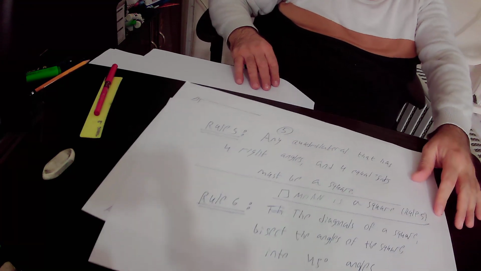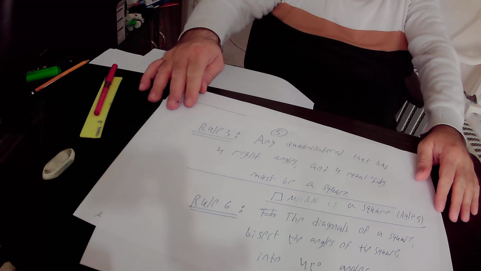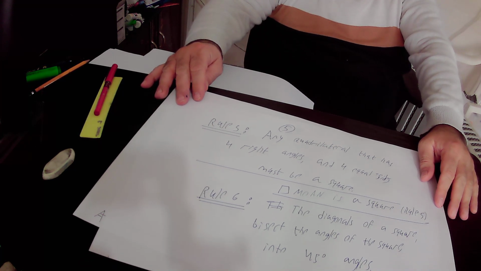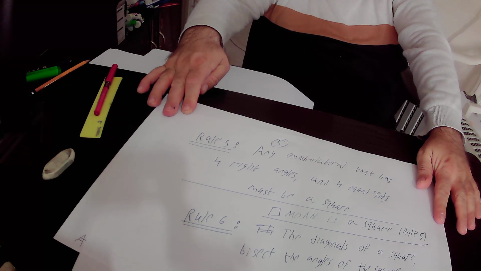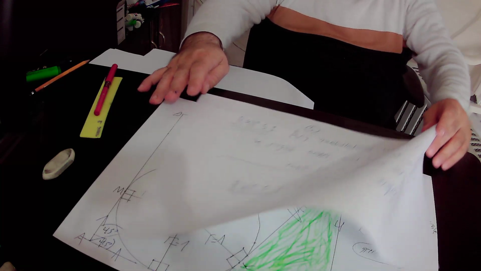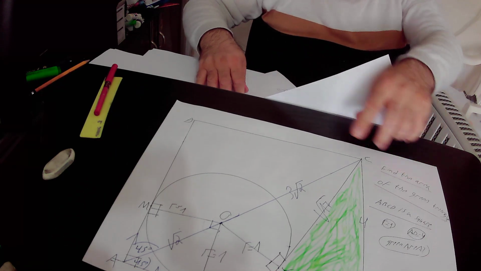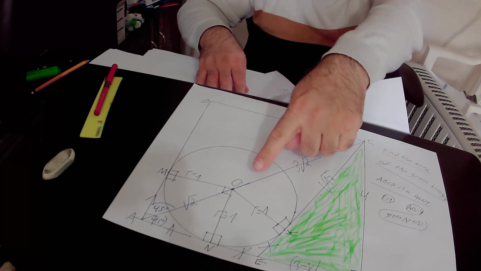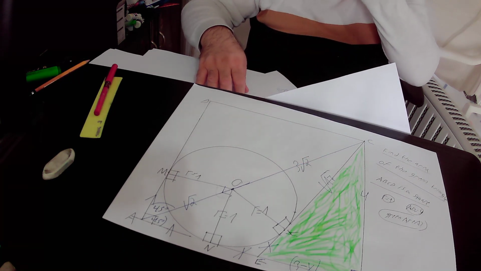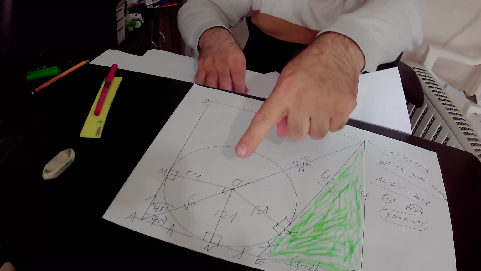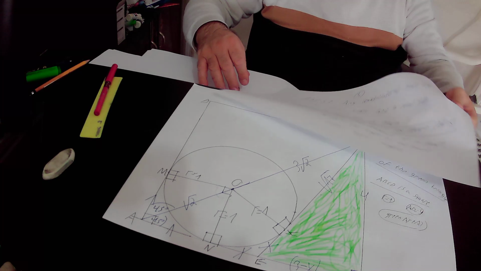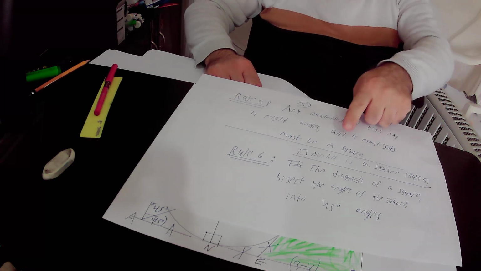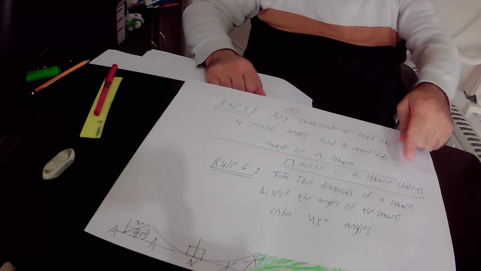According to rule number 5, any quadrilateral that has 4 right angles and 4 equal sides must be a square. And because quadrilateral MOAN has 4 equal sides and also 4 right angles, it is a square according to rule number 5. Quadrilateral MOAN is a square.